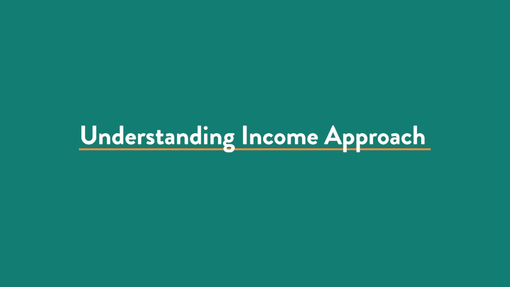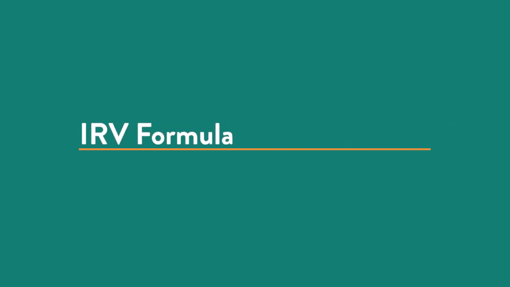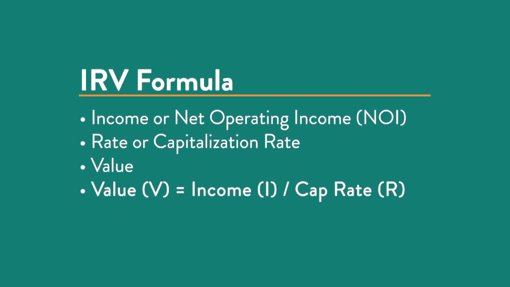Remember, when you're talking about the income approach, there are two formulas that you're going to have to remember. The first is the IRV formula, which is used to calculate the value of the property. The IRV formula stands for I for income, or net operating income, R for rate, or cap rate, or capitalization rate, and the V is for value. So the formula is income divided by cap rate equals value.